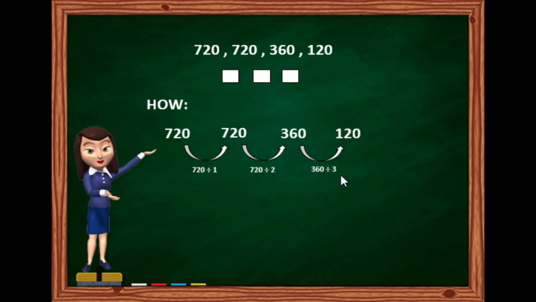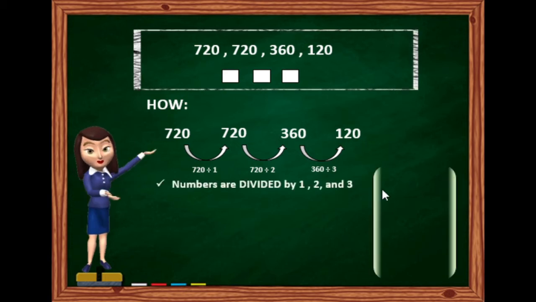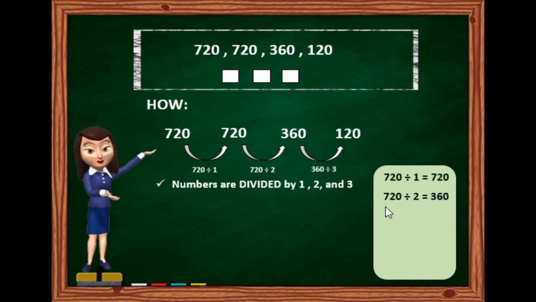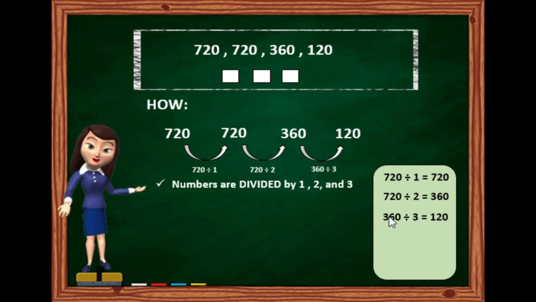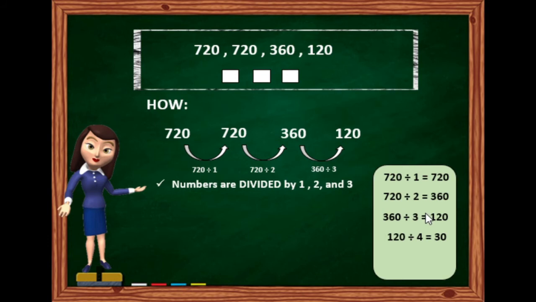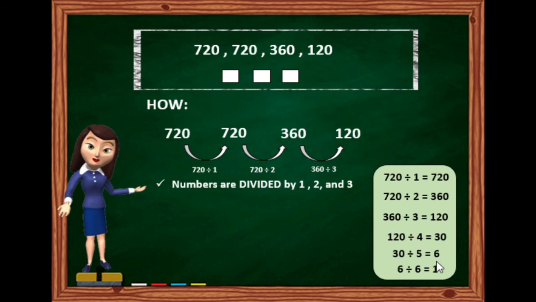So in order to find the next 3 digits, we need to divide the number left by the number after 3. So let's look at it. 720 divided by 1, 720 divided by 2, 360 divided by 3, 120 divided by 4 because 4 is next to 3. Then 30 divided by 5 equals 6. 6 divided by 6 equals 1.